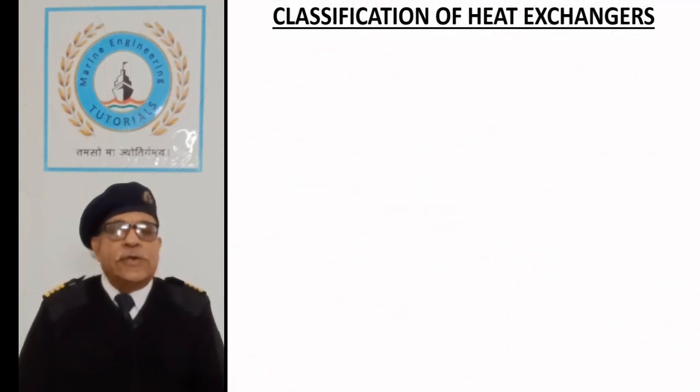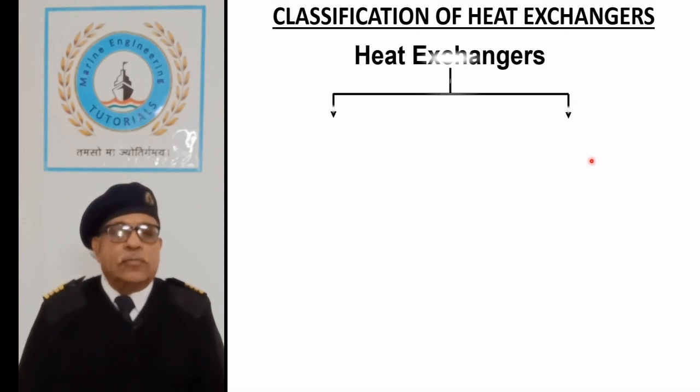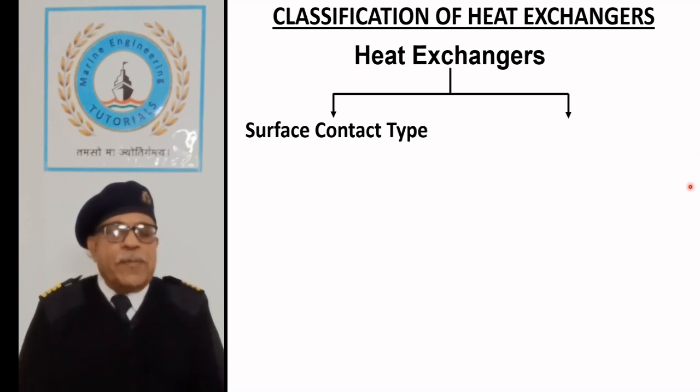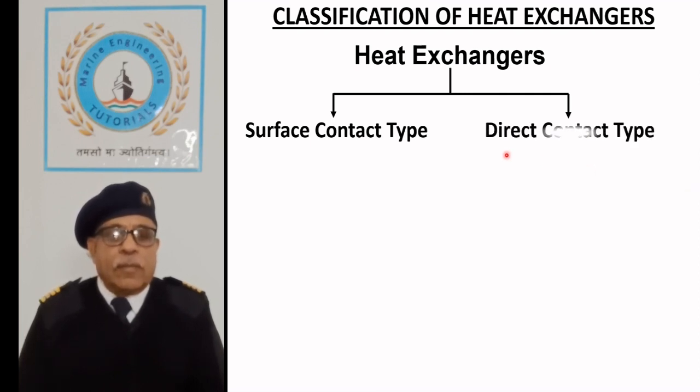Classification of heat exchangers. Heat exchangers can be broadly divided in the following two categories. Surface contact type. In these heat exchangers, the two fluids are separated by a surface. Direct contact type. In these heat exchangers, the two fluids come in direct contact, which are usually miscible with each other.